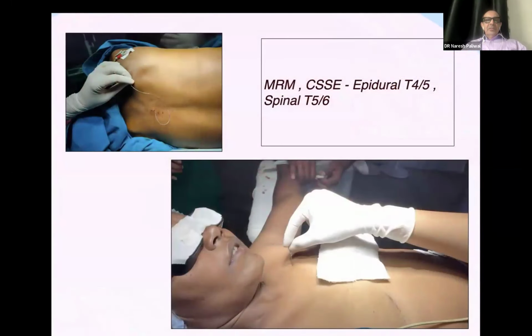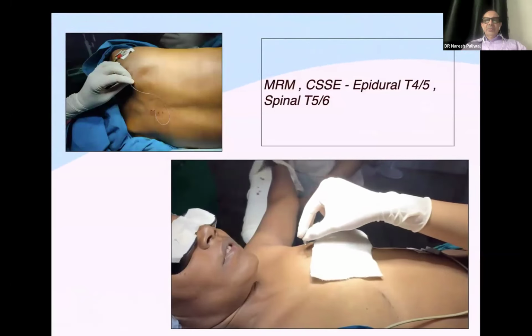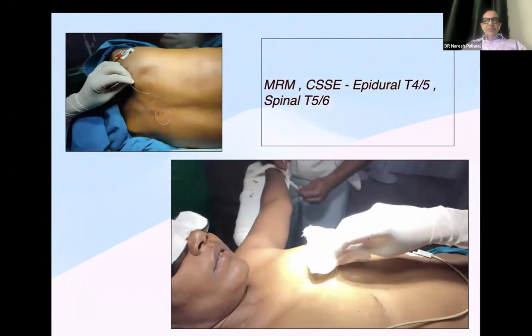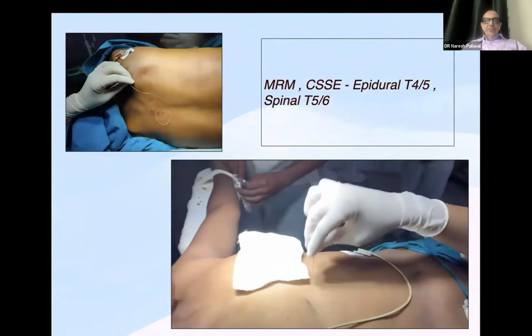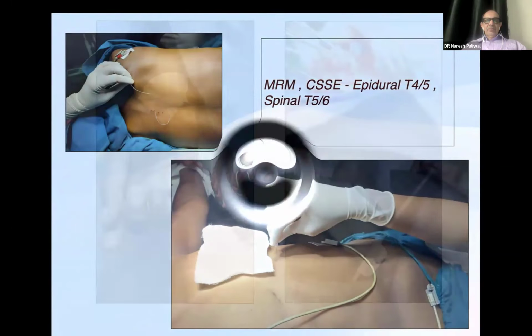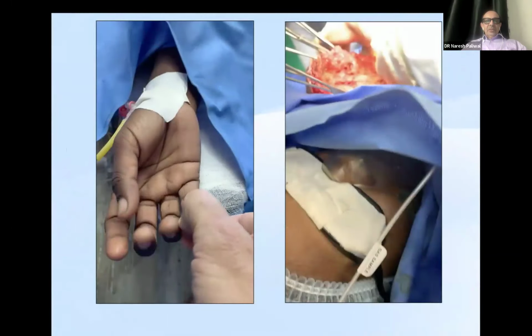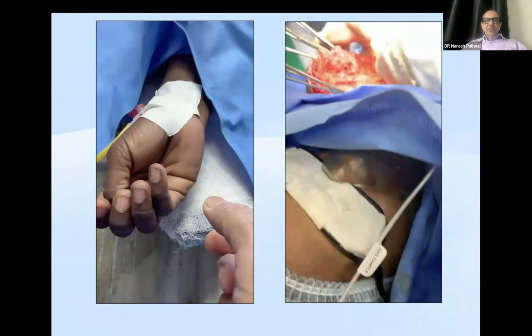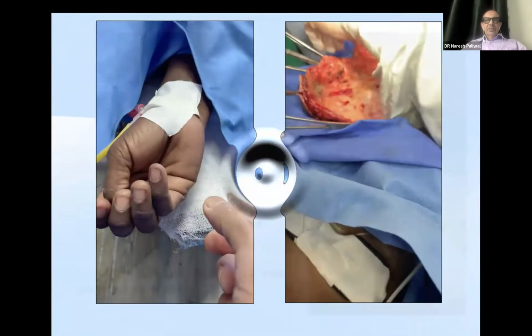This is a very old case, around 7-8 years back, when I used to do MRM under combined segmental spinal epidural. Epidural T4-5, spinal T5-6. You can see the patient is comfortable even with such high levels of block. There was no sensation at C8, but her grip strength was good, indicating only a sensory block.